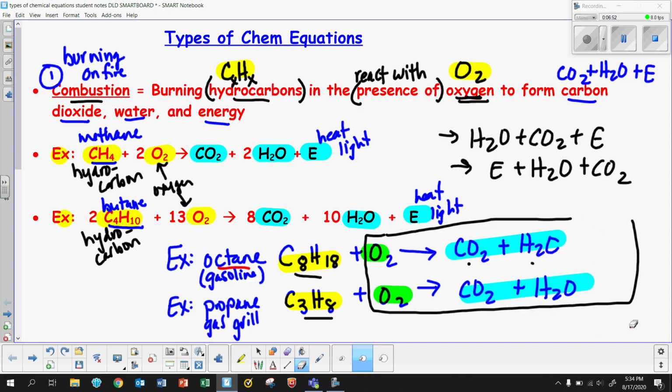Energy is sometimes not shown because energy is not matter. And chemical equations typically show the rearranging of atoms or matter. Okay? So that's our first type of equation. The burning, the combustion of a hydrocarbon.